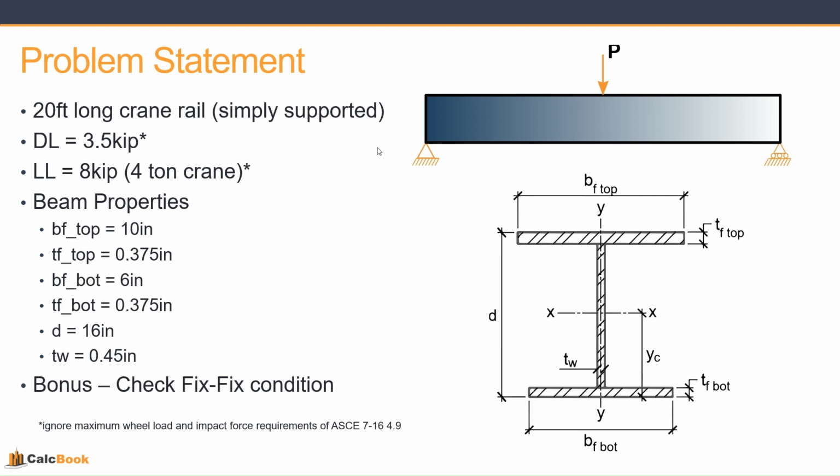Our dead load is going to be 3.5 kips. That's going to be a point load at the mid-span. And then we have a live load, or the crane rating, of 8 kips, so a 4-ton crane rating.